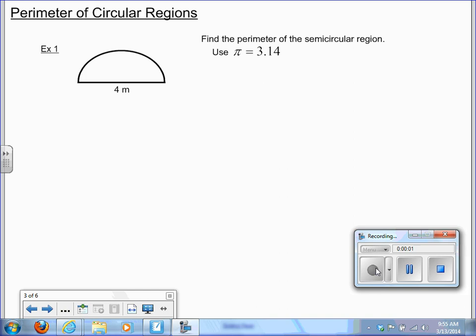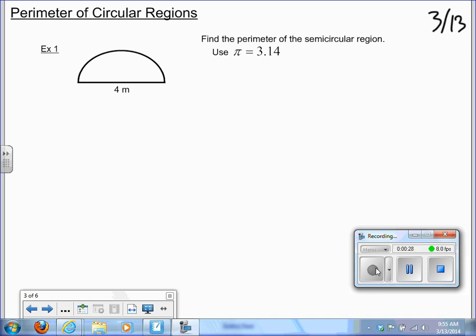So today is March 13th, and we're studying the perimeter of circular regions. First, who can tell me the definition of circumference? Okay, Brian. The distance around a circle. What would be the definition of perimeter then? Perimeter. When you think about any shape. Distance around something. Distance around any shape, right?